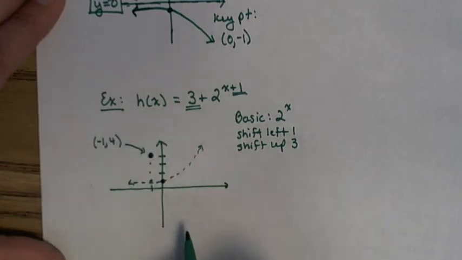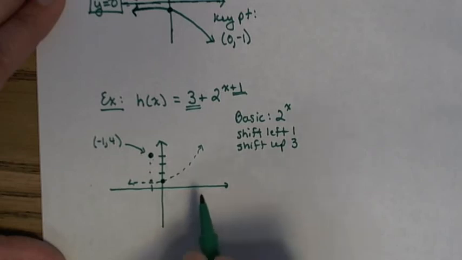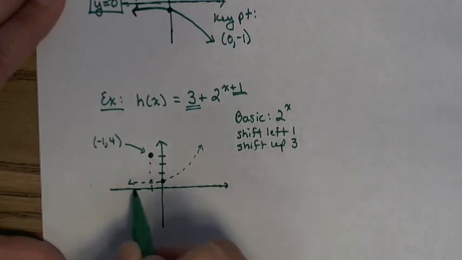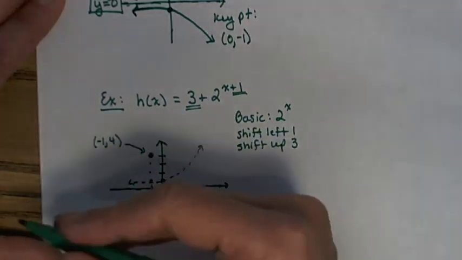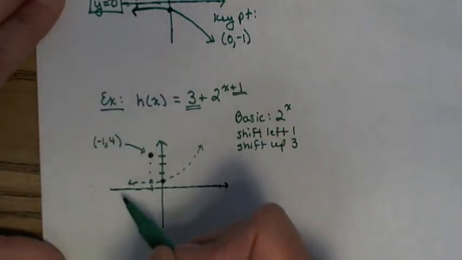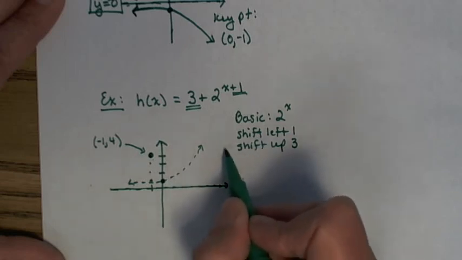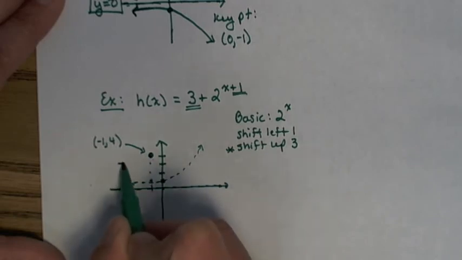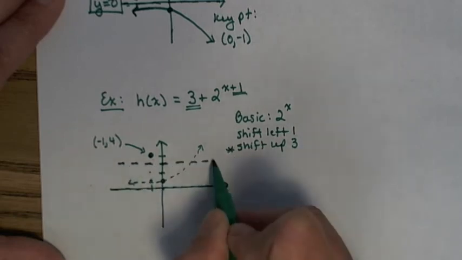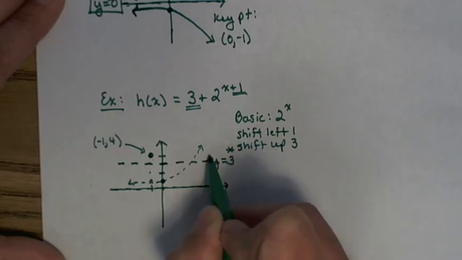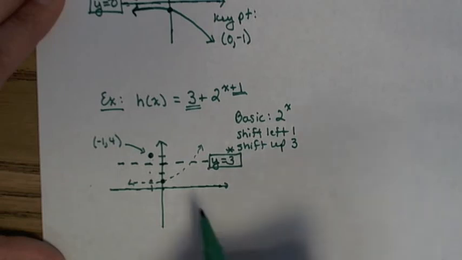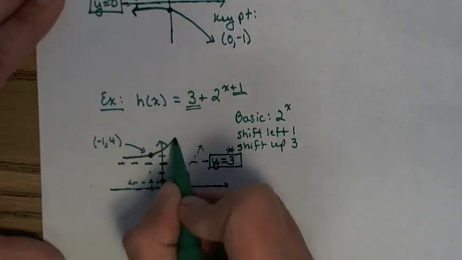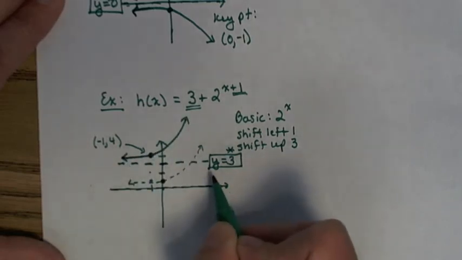So I locate that key point again to start with. Now I have to think about, well, what happens to my original asymptote? Well, the asymptote is only going to be impacted if the graph moves up or down. Left or right does not impact the asymptote. So it has a shift here of up 3 units, so that means my asymptote is going to move up 3 units. And so I sketch in my asymptote at y equals 3. And the shape is going to stay the same like this because there's no reflections, and so I can sketch in my graph here, and there is my final graph for that.